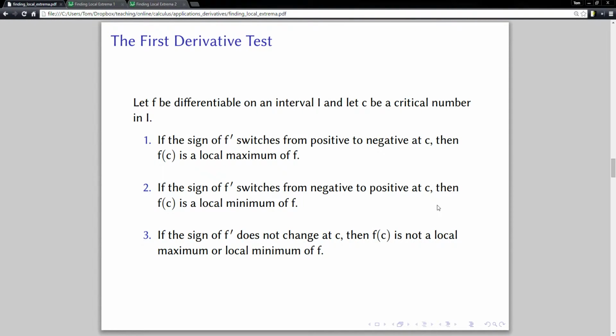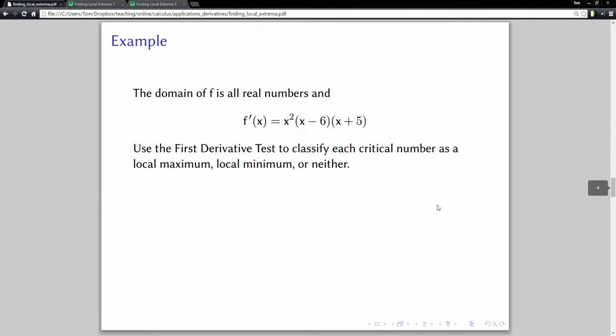All right, let's take a look at an example. In this example, we have a function f, and we're told that the domain of f is all real numbers, and we're told what the derivative of f is. So we're told f prime. Notice we're never given f here. All we're given is the domain of f and the derivative of f. And what we want to do is use the first derivative test to classify each critical number as a local max, local min, or neither.